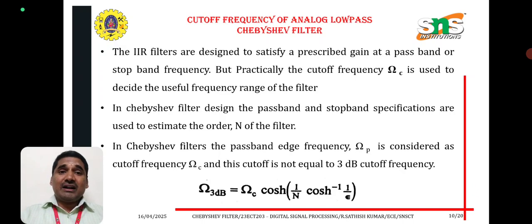Next, how to find the cutoff frequency. The IIR filter is designed to satisfy the gain at the passband and stopband edge frequencies, but practically the cutoff frequency is used to decide the frequency range of the filter. In Chebyshev filter design, the passband and stopband specifications are used to estimate the order n of the filter. The passband edge frequency Ωp is considered as the cutoff frequency Ωc, and it is not equal to the 3 dB cutoff frequency. Ω3dB is equal to Ωc into cosh of (1 divided by n) into cosh⁻¹ of (1 divided by ε).